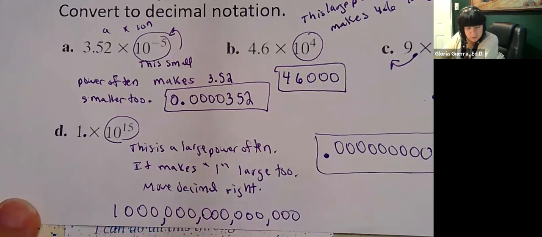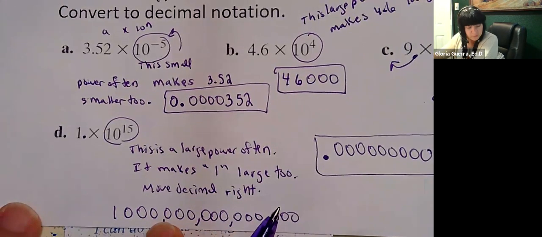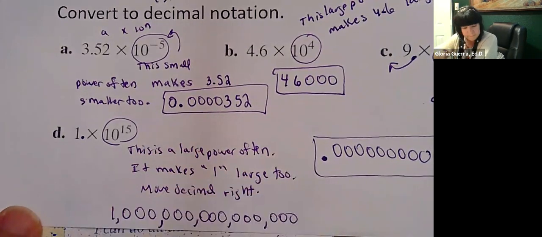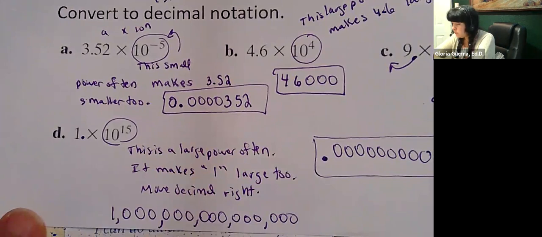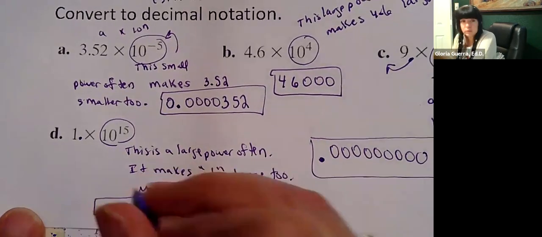Okay, so if I check that, let's see. 1, 2, 3, 4, 5 groups of zeros. Yes, and then the 1. Okay. All right. Trying to see what else. What else do I need to say about that? But I think that's fine.